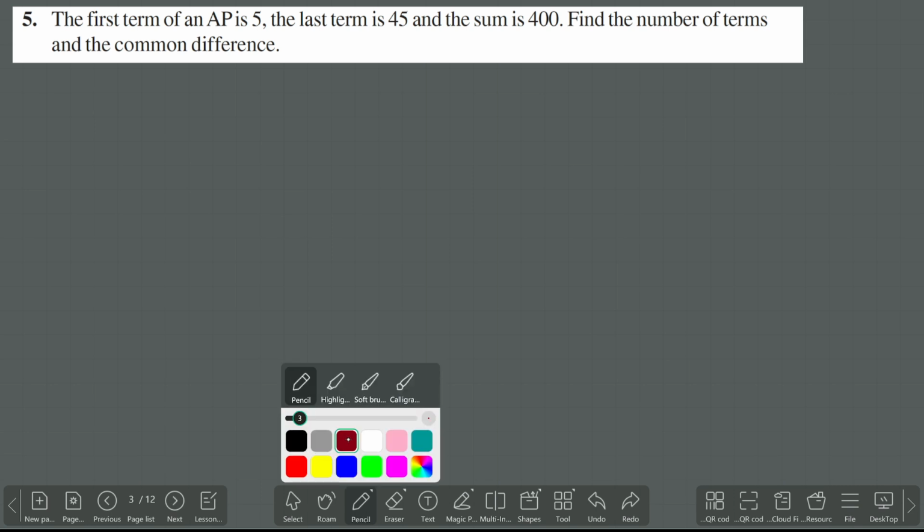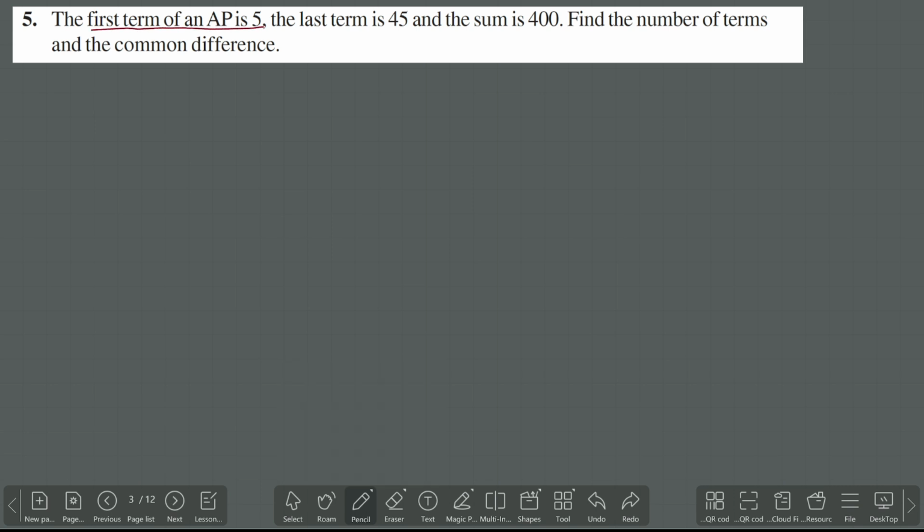We'll see, the fifth one. The first term of the AP is 5. That means a equal to 5. The last term is 45. That means the l value, or an, is 45. It's a term; term means an. The sum is 400, so Sn is 400. Find the number of terms. What does it mean? n, the number of terms. Very good. Right. Common difference d. That's it, this is the given details.